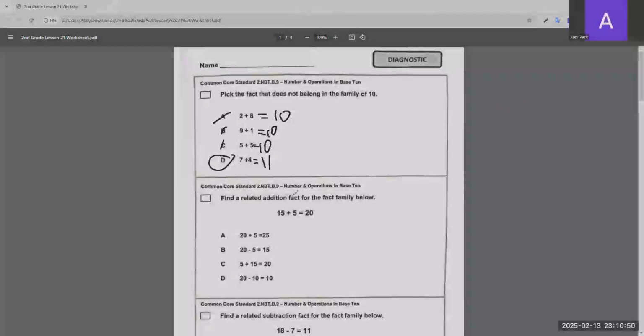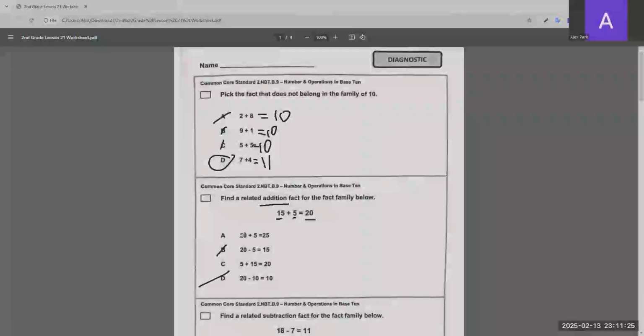Next, find a related addition fact for the fact family below. 15 plus 5 equals 20. So it's asking us for the addition fact, which means any subtraction equation is incorrect. So we see subtraction in letters B and D, so we can eliminate those. And looking at choices A and C, our answer needs to contain all the numbers in the original equation, which is 15, 5, and 20.